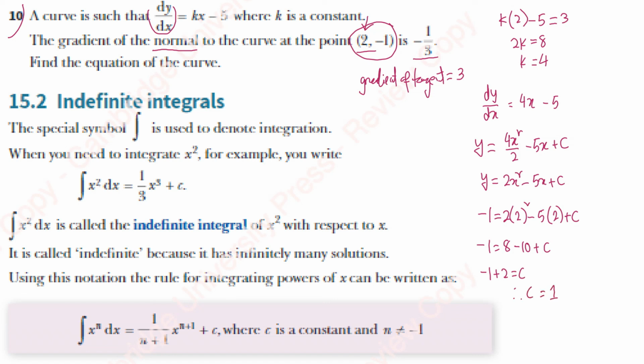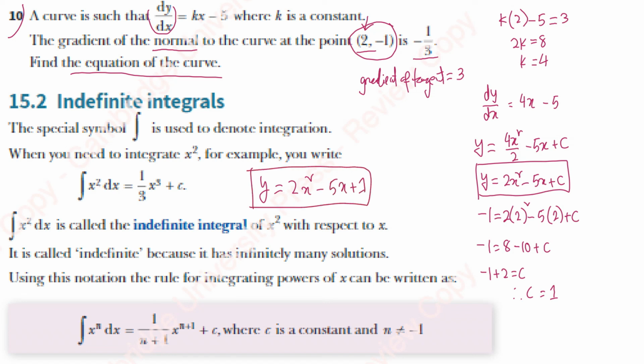Now we find the equation of the curve. We just write the c value here, and the expression is y equals 2x squared minus 5x plus 1. This is our curve expression here.